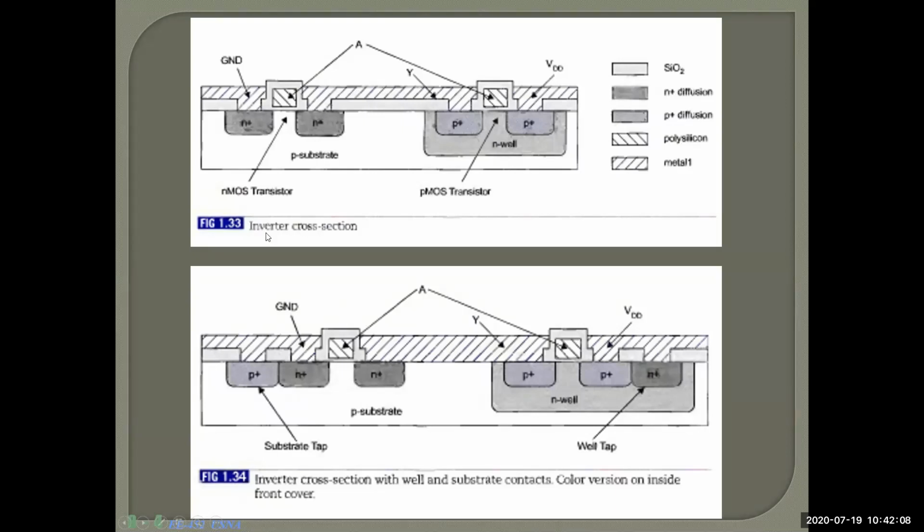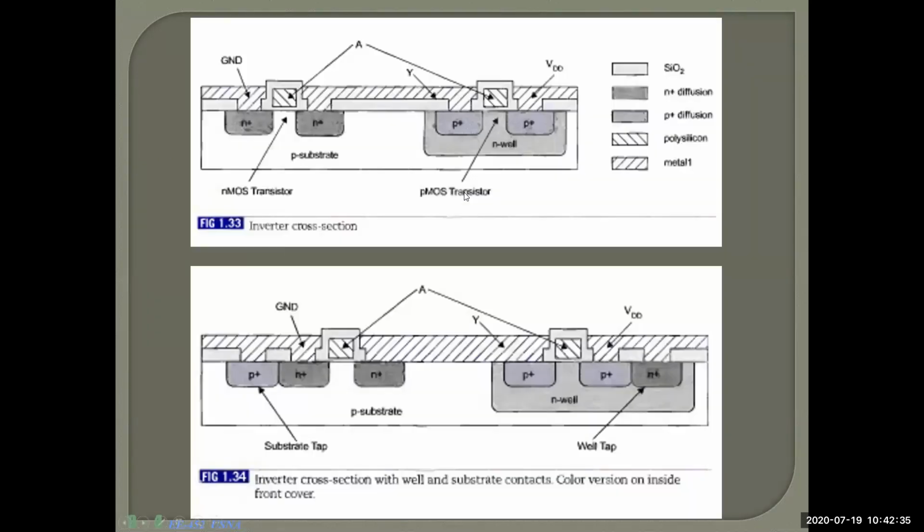This one is an inverter cross section with well and substrate contact. Normally, this is not the case. This is the case, we see that in 99% of cases. Normally, the body and the substrate are connected with the source together. Here they are separated. So today we will be referring to our CMOS inverter like this.